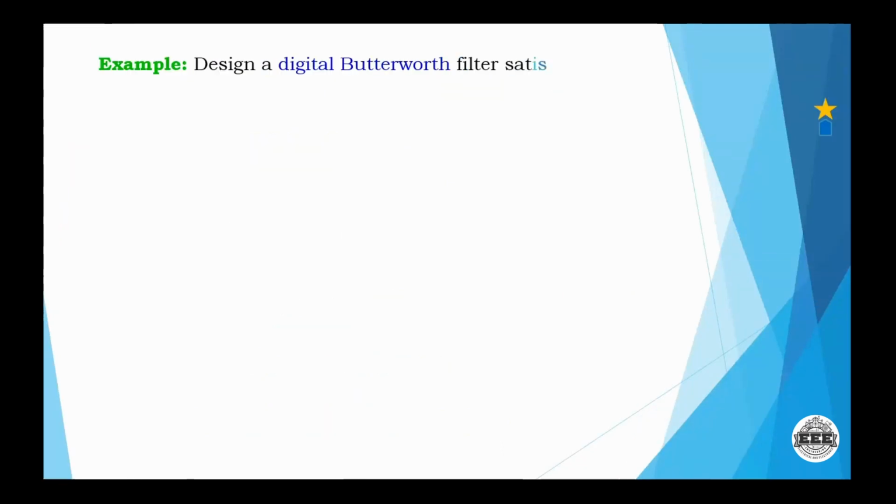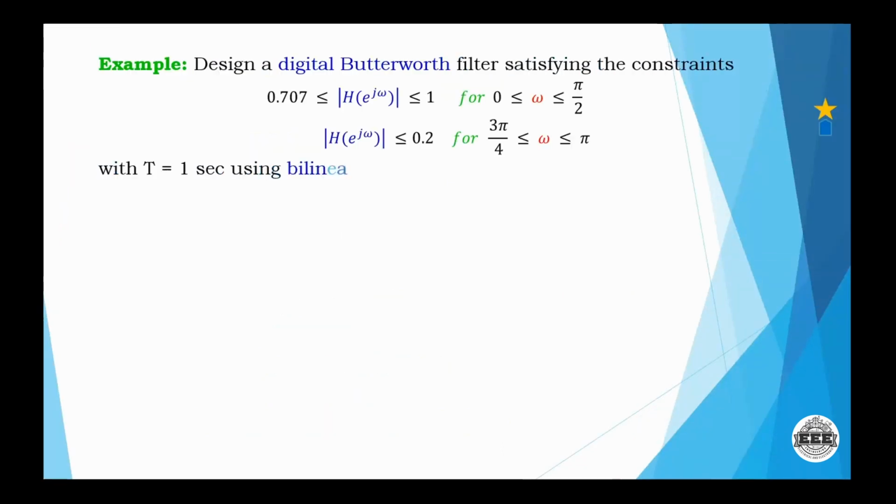Bilinear transformation. So now read the question carefully. Here, design a digital Butterworth filter to satisfy the constraints, with some data which have been given here, with T equal to 1 second, using bilinear transformation. You can observe in this exercise that the data have been given in matrix form.